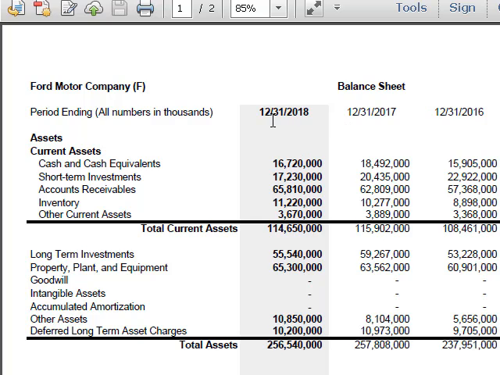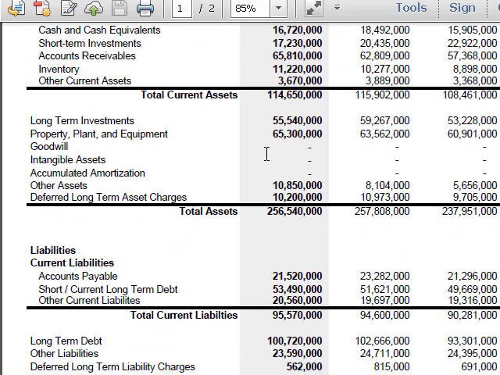But we see, as of December 31st, 2018, that Ford had almost $17 billion, because you have to add an extra three zeros, in cash or cash equivalents. They also had $17 billion in short-term investments, plus $65 billion, almost $66 billion, was owed to them, and then they had inventory of $11 billion and other current assets, whatever they are. So, oh my goodness, Ford had $114.5 billion in current assets, and then they had another over $100 billion in long-term investments, property, plant, and equipment. So their total assets are $256.5 billion, right?